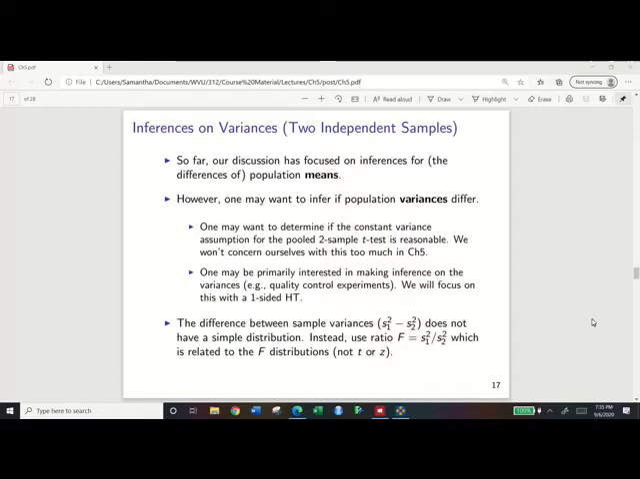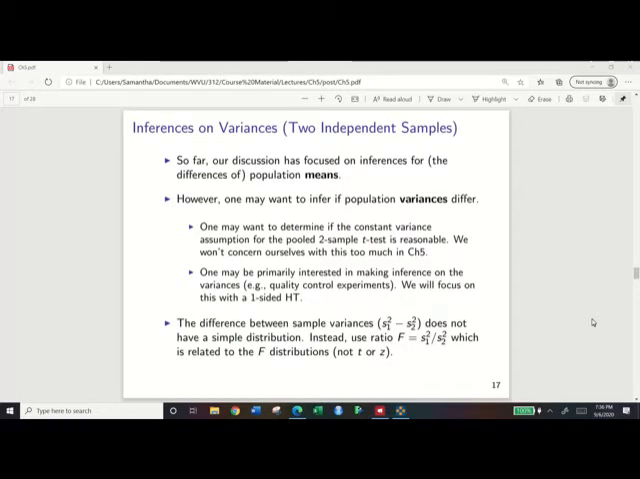And while we don't normally concern ourselves with this too much in Chapter 5, it is something we should be aware of. And I can tell you that I'm more than likely at some point on one of your exams going to ask you to complete a pooled two-sample t-test and then have you check the assumption of equal variances.